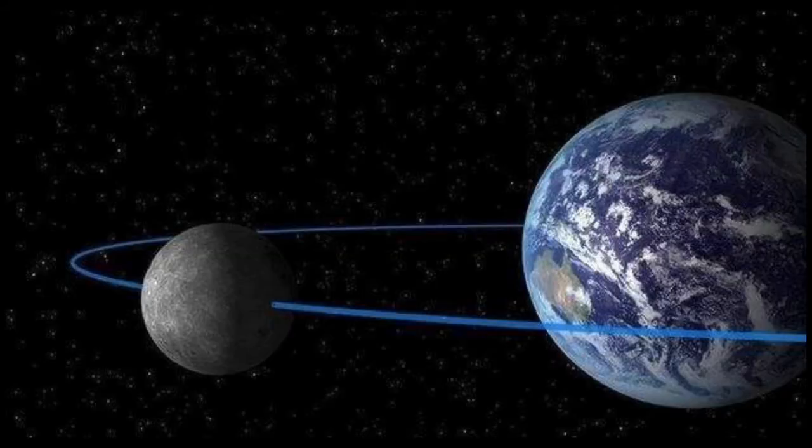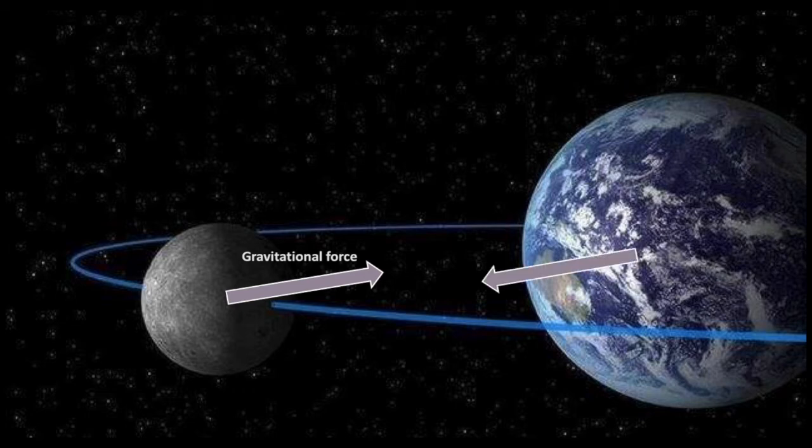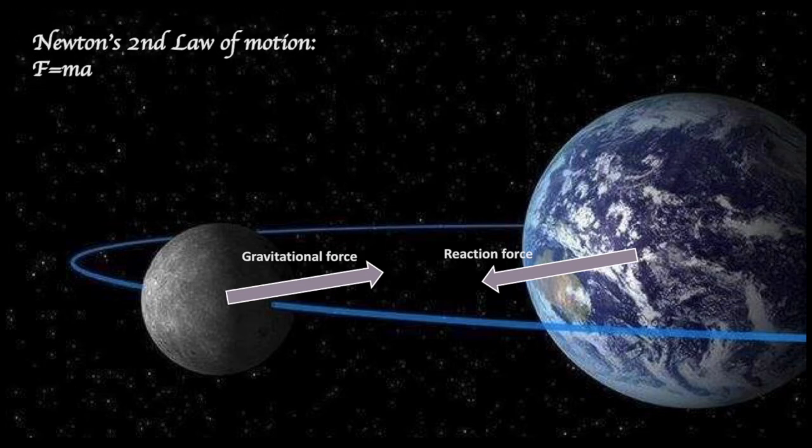Convince yourself it does. In this case, as the Earth attracts the moon towards it, the moon also generates a pull on the Earth with the opposite direction and the same magnitude. As for the effect of forces, let's review Newton's second law of motion. F equals ma.